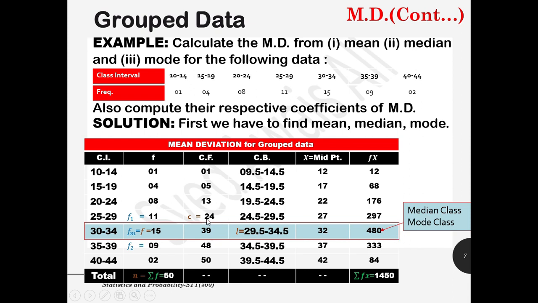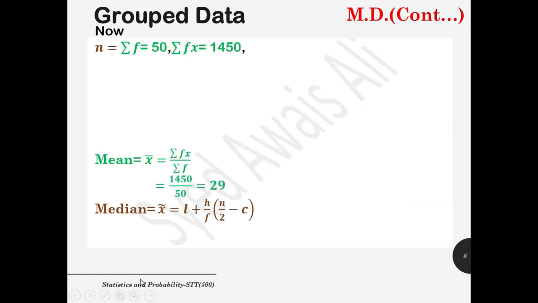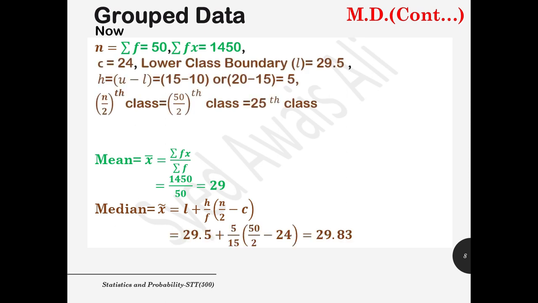So C will be 24 and this lower boundary will be your median class lower boundary, that is 29.5. So that means we have f is equal to 15, c is equal to 24, l is equal to 29.5, and n is equal to 50. So we have to place all the values in our formula, that will give you the value of median x approx, that is 29.83.